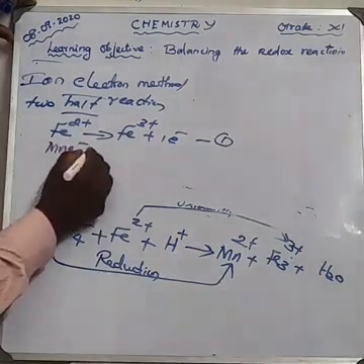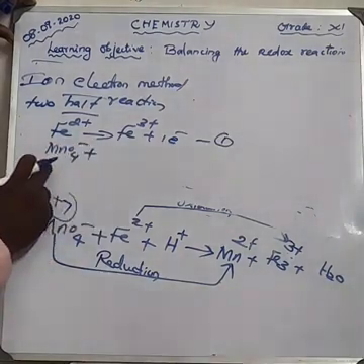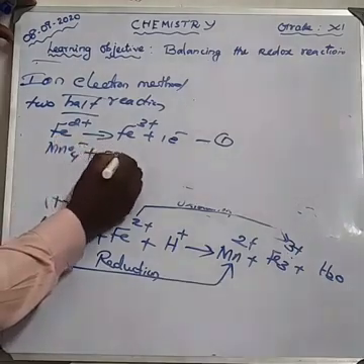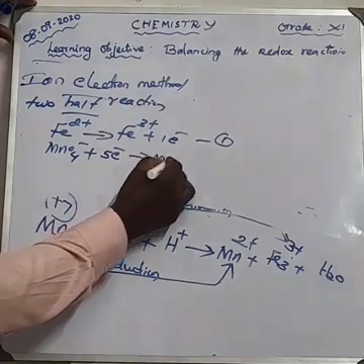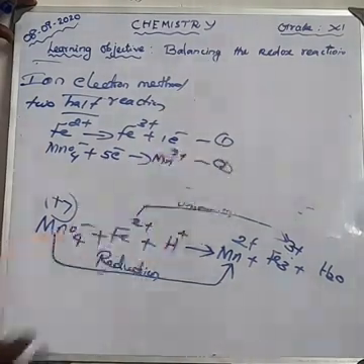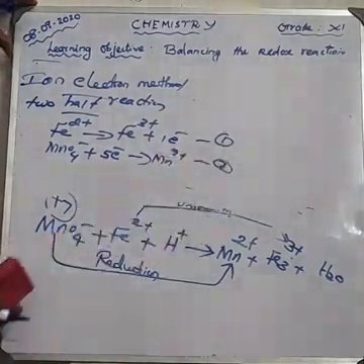The second step, MnO4- plus 5 electrons. Gain of 5 electrons gives Mn2+. This is equation 2.